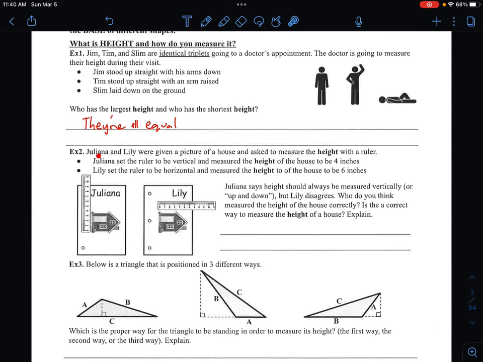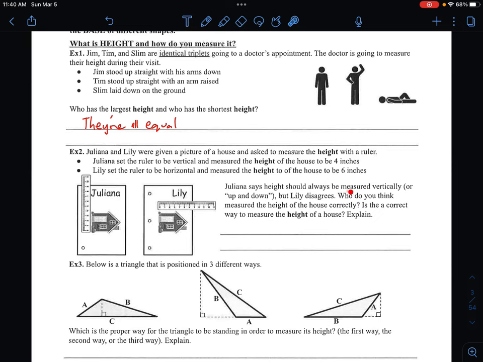Let's look at example 2. Juliana and Lily were given a picture of a house and asked to measure the height with a ruler. Juliana set the ruler to be vertical and measured the height of the house to be 4 inches. So, they had a picture of a house that was sideways, I guess. They didn't decide to turn the page sideways so that the house would be standing upright. They just measured it from the side. So Juliana measured and said, oh, it's 4 inches. Lily set the ruler to be horizontal and measured the height of the house to be 6 inches. So she measured it from here to here and finds out, oh, the house is 6 inches.